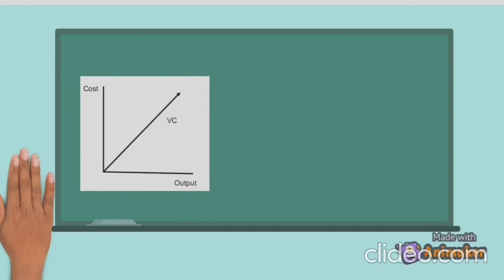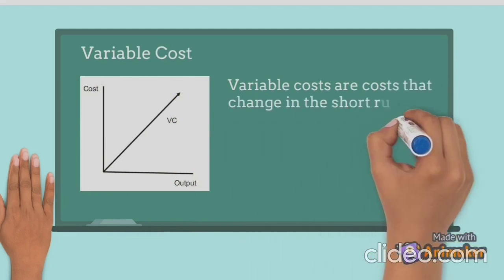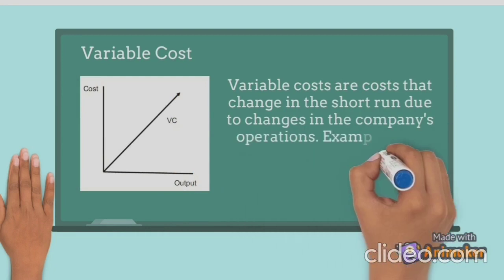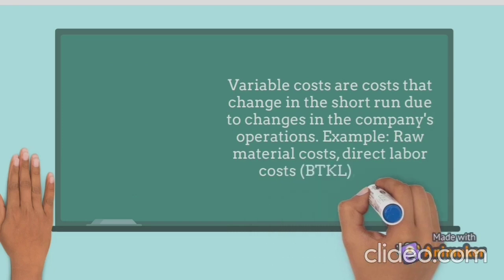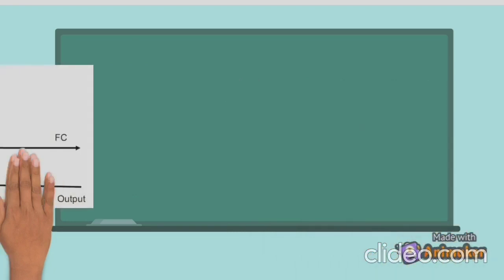This is the graphic for variable costs. Variable costs are costs that change in the short run due to changes in the company's operation. Example: raw material cost, direct labor cost, and direct marketing cost.